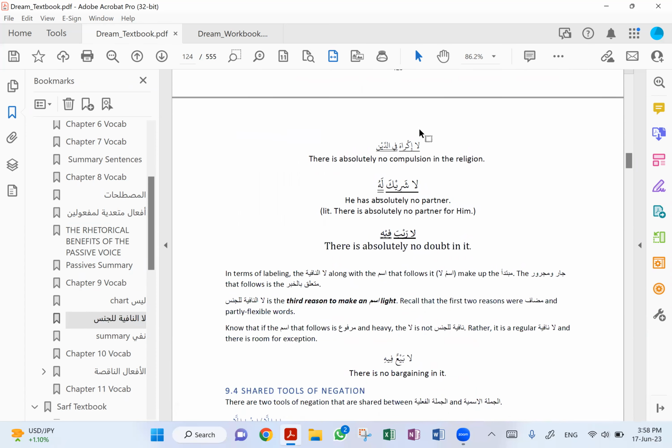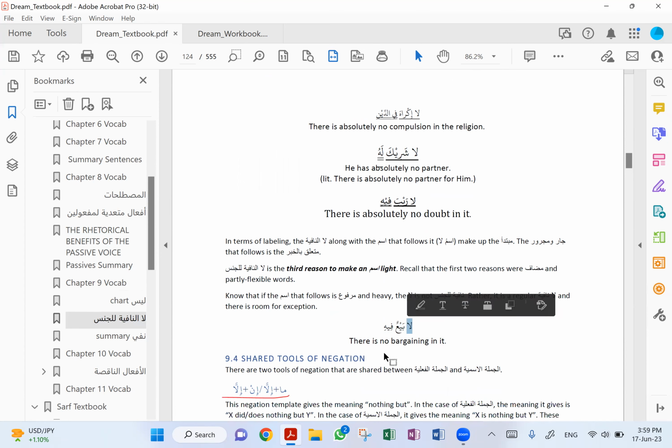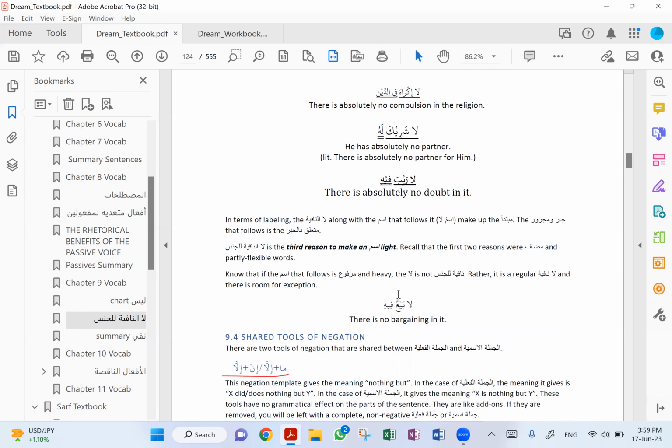I know they give examples where you have the jar majroor. Like la bay', this is different. La bay'un is not light and it's not nasab. Bay' is an ism and it came with la. They're saying it's a regular la nafiya, so it looks like la can also be used to negate jumla ismiya in a case like this. I guess that's something they didn't mention in this book.